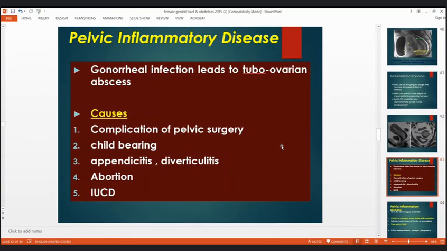Okay. Now we come to another pathology, which is pelvic inflammatory disease. In pelvic inflammatory disease, the most common cause is infection, gonorrheal infection leading to tubo-ovarian abscess. However, there are other causes of sepsis in the pelvis, such as complication of pelvic surgery, childbearing, appendicitis, and diverticulitis with spread to the tubes, abortion, and the presence of an IUCD.